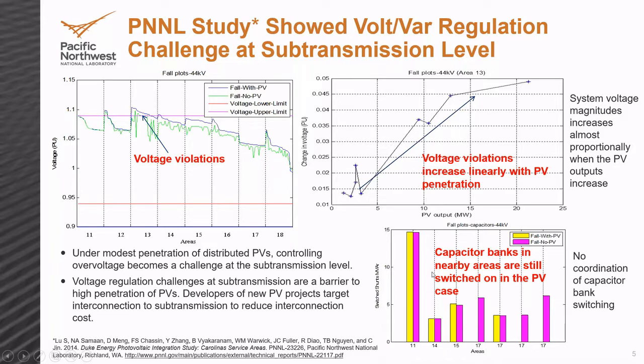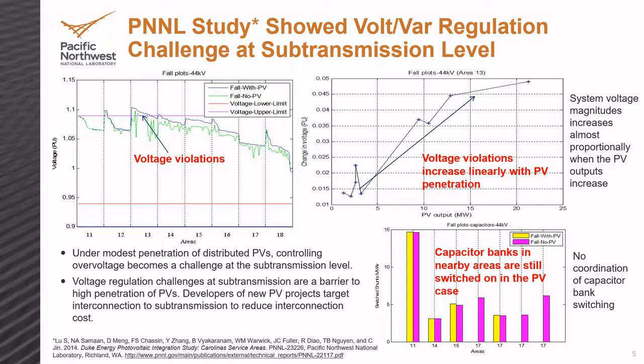Another piece that we looked at is how the current legacy devices are behaving. The yellow here is capacitor banks switching on or off. The yellow is with PV, and the purple or pink is without PV. And we have seen that there is no real coordination between these devices, even though we are having an overvoltage problem in the case with the PV, these devices in other substations are still switching. Because they are really doing local control, they are not coordinated to work together.